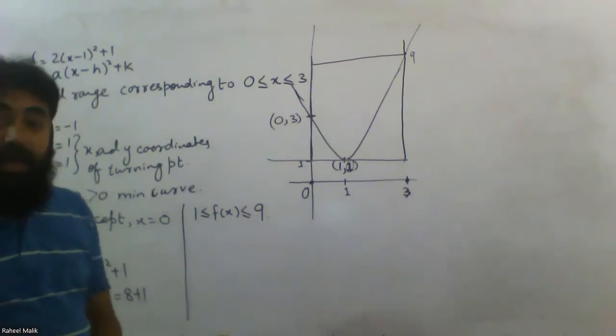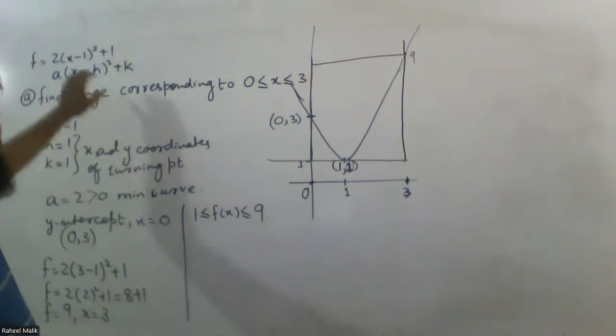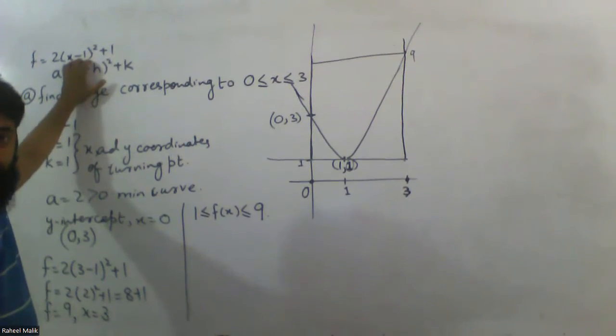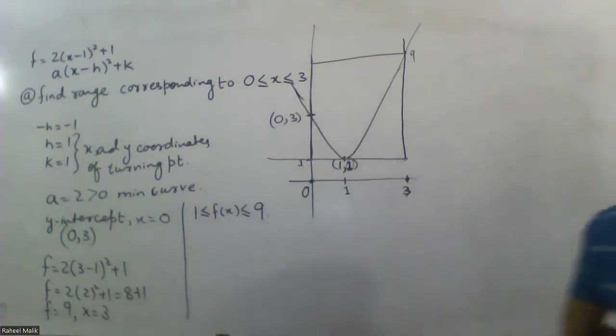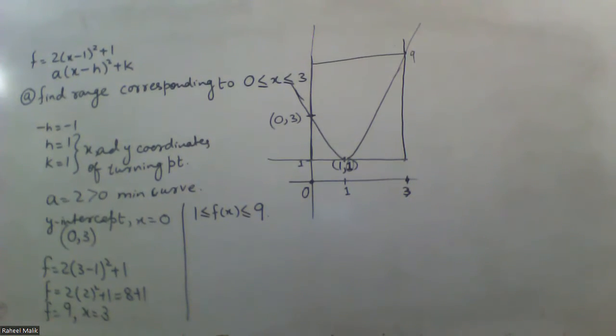Okay, this will happen when you are having a quadratic function. Sometimes people say, sir, why don't we take it directly from x equals to 0 and 3?